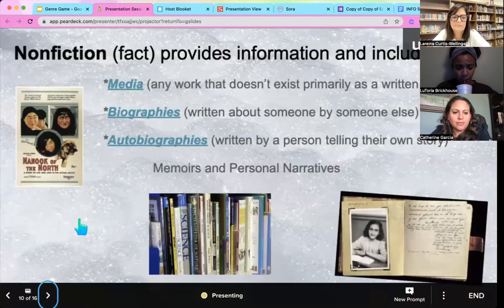And then some examples of nonfiction. There's more than this, but a few examples would be things like biographies, which is written by someone about someone else, or an autobiography written by someone about themselves.